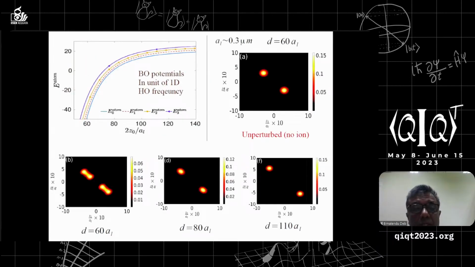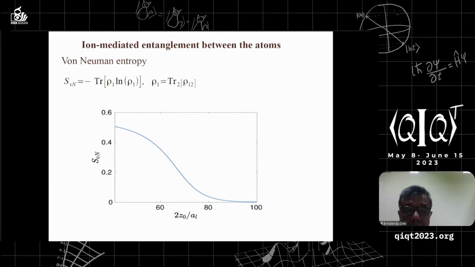And then what we have calculated here is ion-mediated entanglement between the two atoms. We characterize the entanglement, or non-separability, of the atomic wave function in terms of the familiar von Neumann entropy, which we have calculated in the following way. We constructed this two-atom density matrix, rho 1, 2, and we trace over either of the atomic states, say 2, then we get the reduced density matrix of atom 1, and then we calculate.